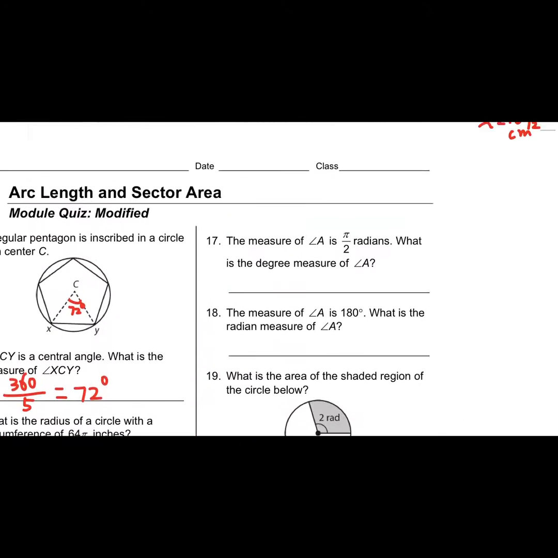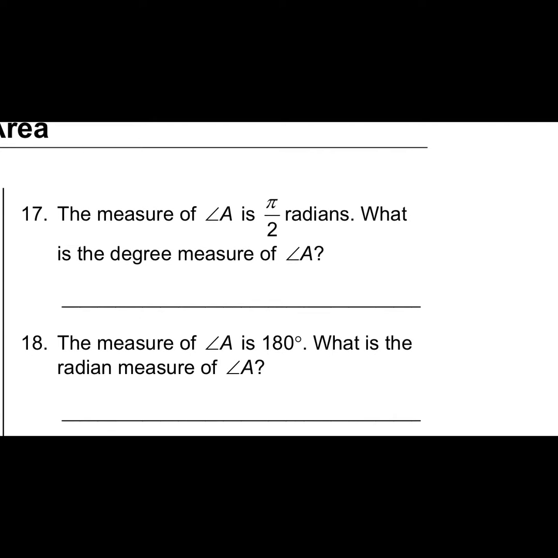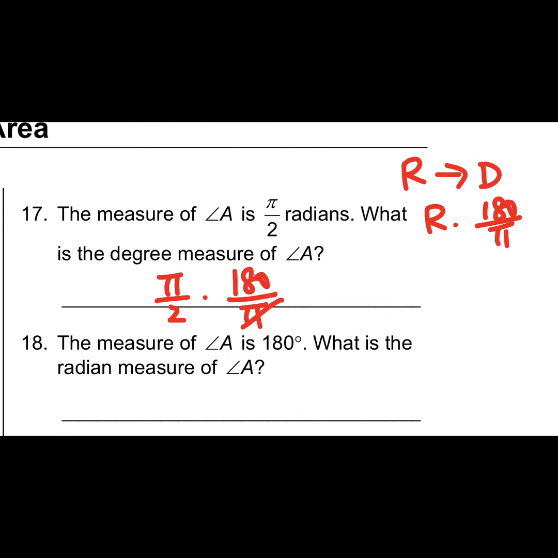Moving on to number 17. The measure of angle A is pi over 2 radians, and what is the degree measure? So we are converting from radians to degrees, and we should know that we need to multiply the radian times 180 over pi. So let's go ahead and take the radian times 180 over pi. And this will help us cancel out the pi's, and then 2 goes into 180 is 90. So the answer is 90 degrees, which is equivalent to pi over 2.